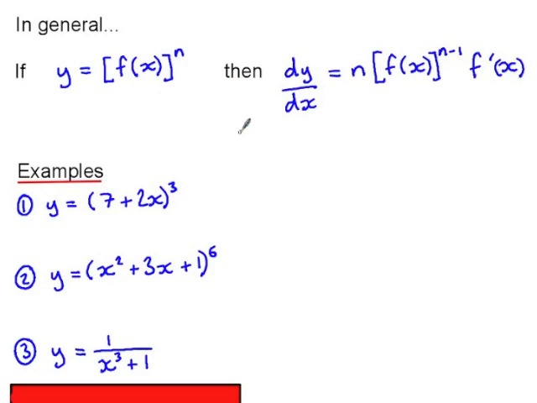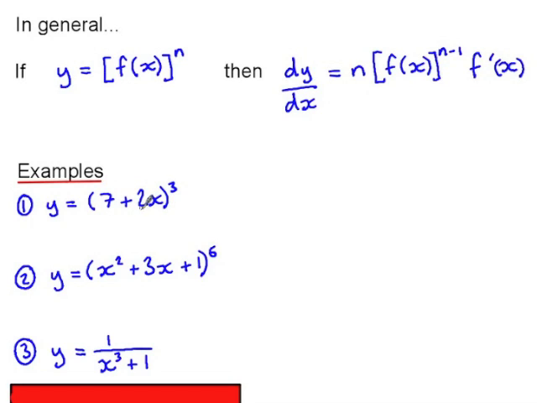Now this is a special case of the chain rule, and you can use this whenever you see some function of x raised to the power of n. Then to differentiate that function, it's n, the function unchanged raised to the power of n minus 1 multiplied by the derivative of the function. So let's work through a couple of examples.